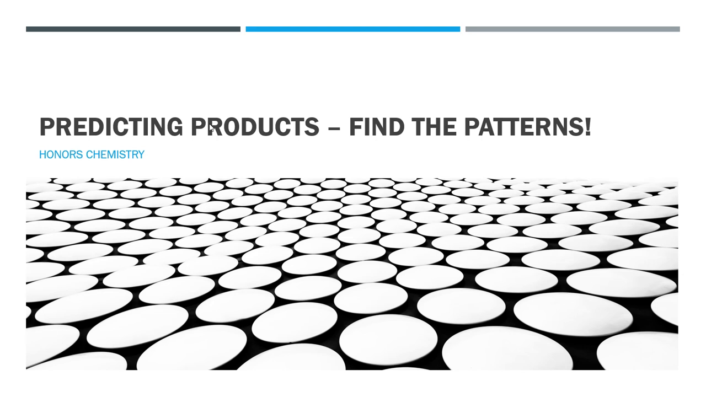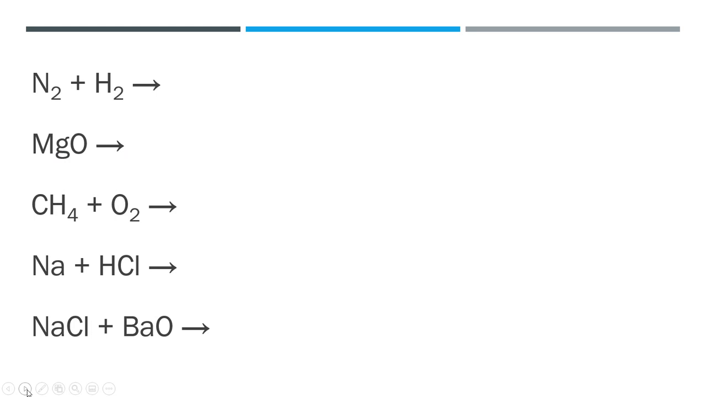So here's a quick video to help us predict products in chemical reactions. It's all about finding the patterns, looking at what information you have in the reactants, and making a good guess as to what reaction is going to occur. So here are 5 examples of chemical reactions that fit into our 5 main categories of types of reactions.